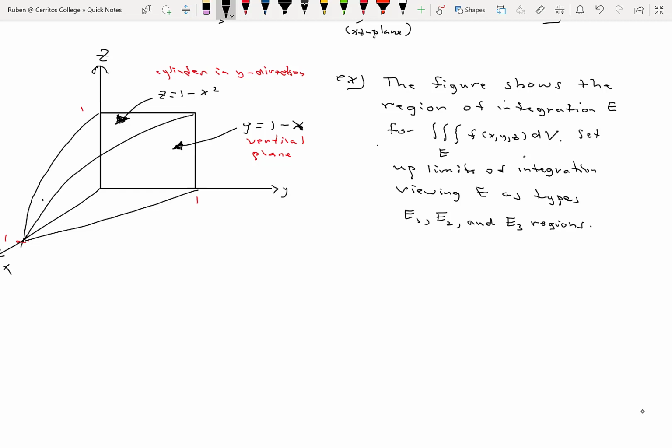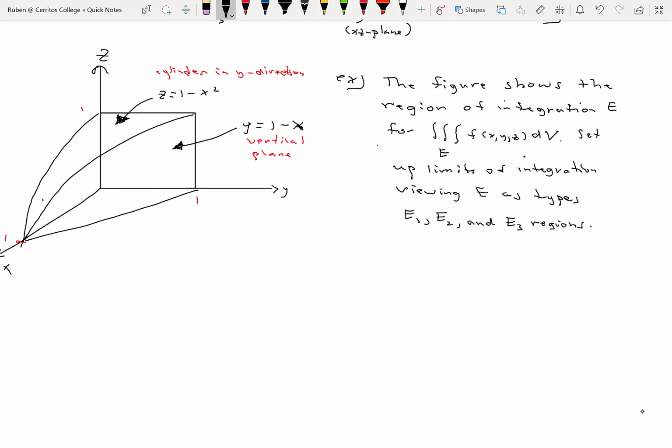Okay, so I've drawn a figure for us in 3 space. The figure shows the region of integration E for our triple integral of f of x, y, z dV. And our job is to set up limits of integration for this integral, viewing E as the different types of regions, E1, E2, and E3. And remember, E1, surface on top, surface on bottom. E2, surface front, surface in back, behind us. And E3, surface left, surface right.